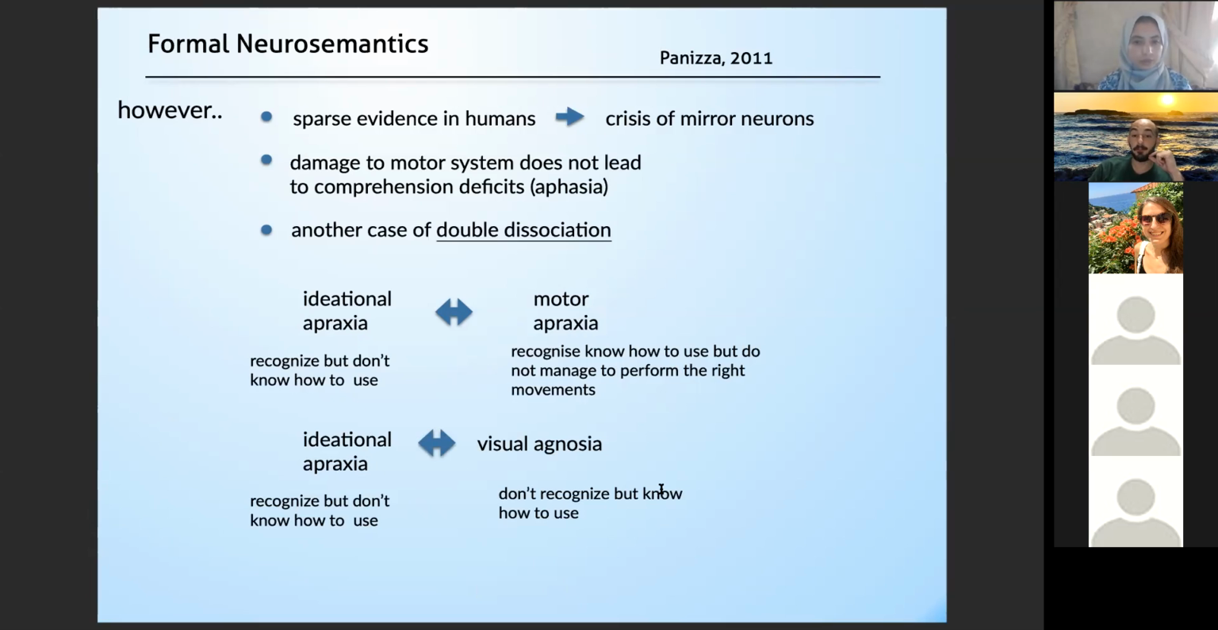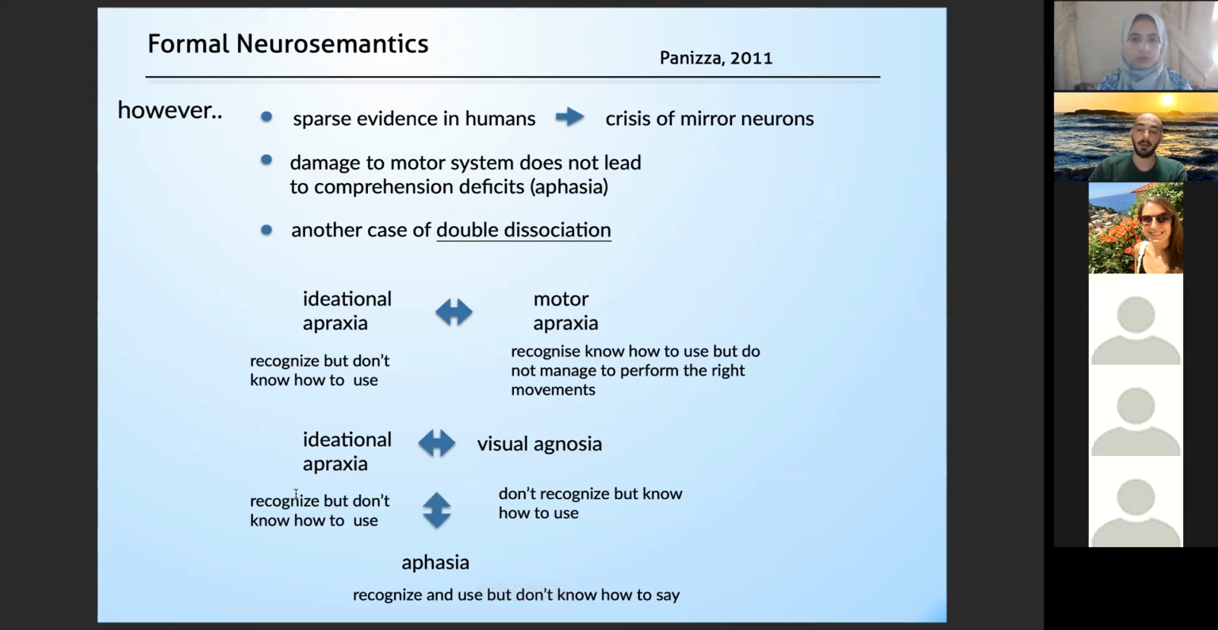With visual agnosia instead, you don't recognize the object, okay? You see a mocha, you do not recognize it, but then if I ask you to make a coffee, you're going to be able to make a coffee for me, okay? So you see the double dissociation. The knowledge about the object, but the inability to use it, versus the disrupted knowledge or recognition of the object, but the ability to use it, okay? Which suggests that these different skills are implemented in different systems.